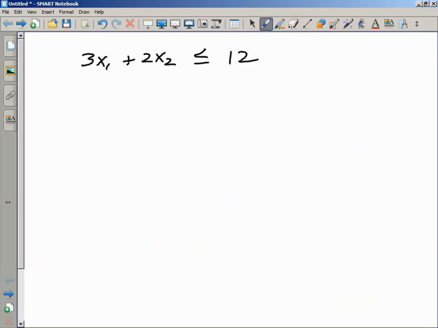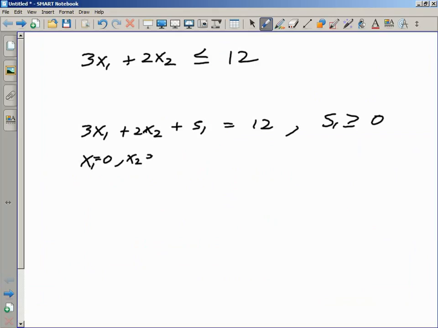So I said the way that we could rewrite this function would be 3x1 plus 2x2 plus s1 is equal to 12, where s1 is greater than or equal to 0, right? Okay, so I said let's start picking some numbers. If I let x1 be equal to 0, then x2 is equal to what? It's going to be equal to 6, right? And then s1 would be equal to what? Be equal to 0.